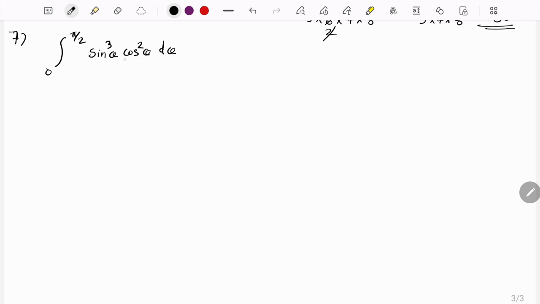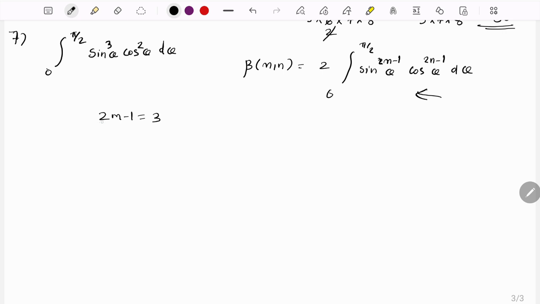Okay. So next question is the integral from 0 to pi by 2 of sine cube theta into cos square theta d theta. This is a transformation equation of beta. That is beta of m comma n is equal to 2 into the integral from 0 to pi by 2 of sine to the power 2m minus 1 theta and cos to the power 2n minus 1 theta d theta. This is a transformation equation of the beta function. So comparing this equation, we can write 2m minus 1 is equal to 3 and 2n minus 1 equal to 2. Then we will get m and n.